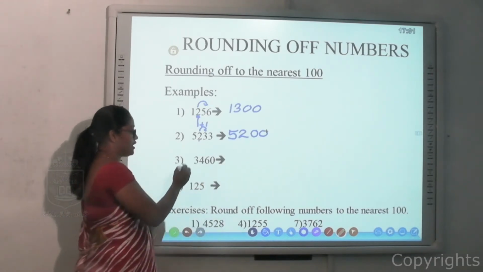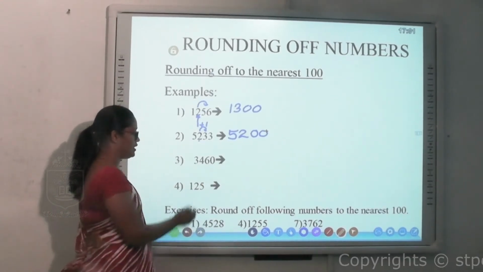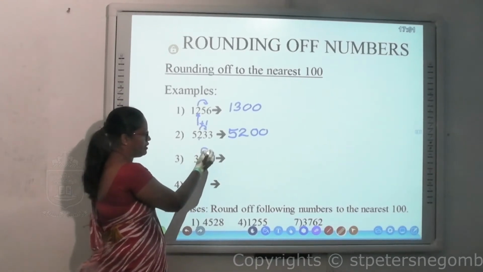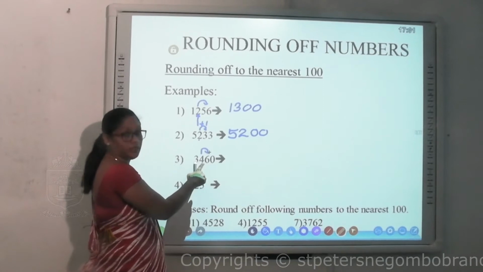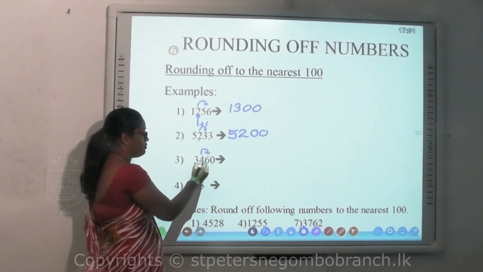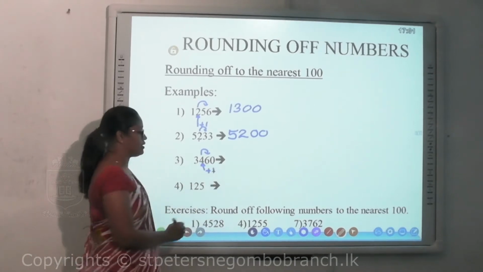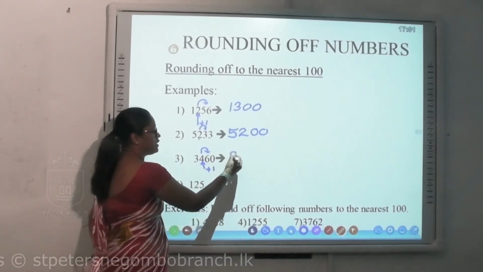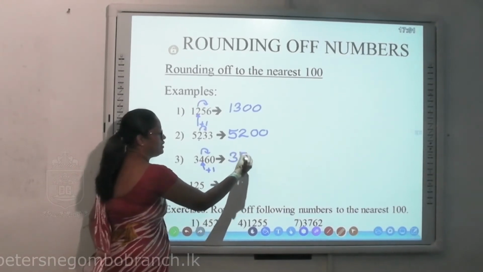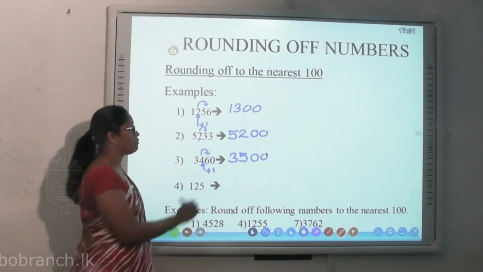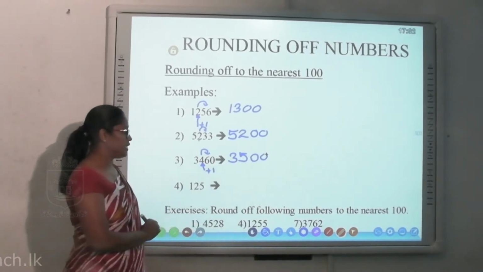Okay. Example number 3, same procedure. I will find the 100th place and then look at the 10th place. Now you can see the number in the 10th place is greater than 5. That means you should add 1 to this number. So the answer will be 3500, right? Just 3500, because we are rounding off to the nearest 100.